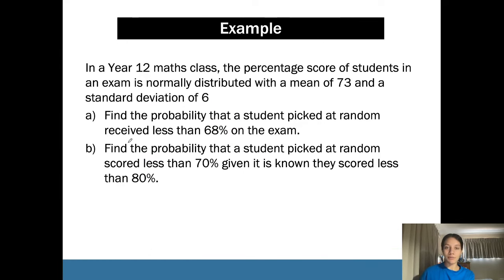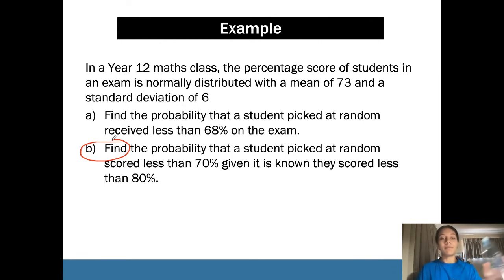Alrighty, so in a Year 12 maths class, here's an example question. The percentage score of students in an exam is normally distributed with a mean of 73 and a standard deviation of 6. Find the probability that a student picked at random received less than 68% on the exam. Find the probability that a student picked at random scored less than 70, given it is known they scored less than 80%. So again, we have this idea of conditional probability showing up in this question.